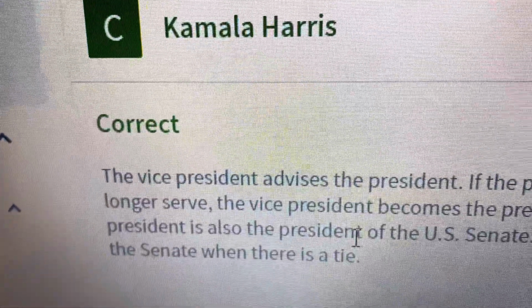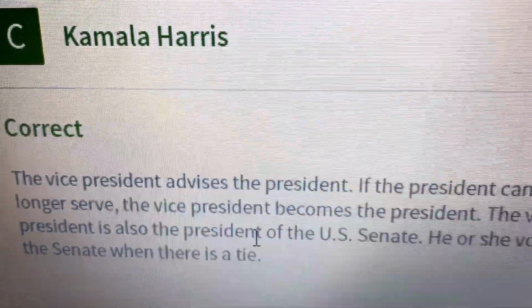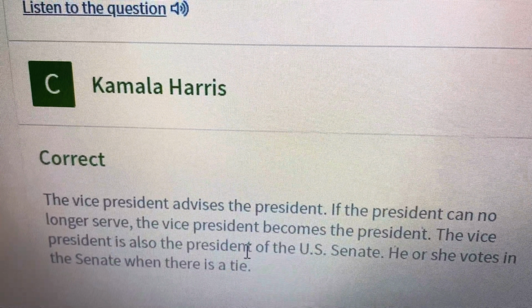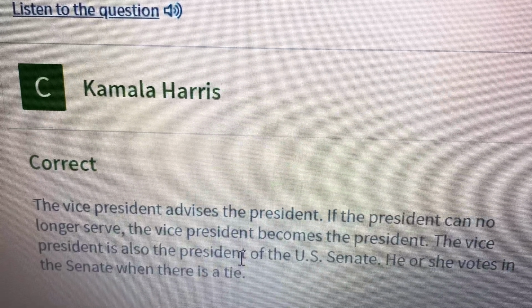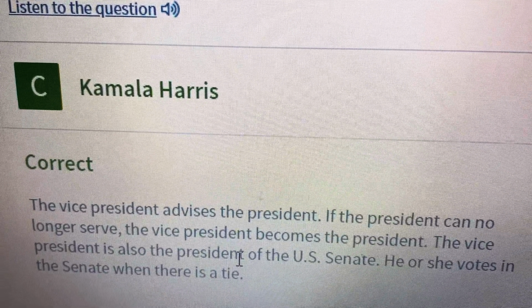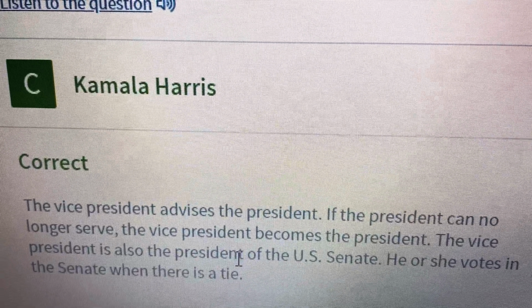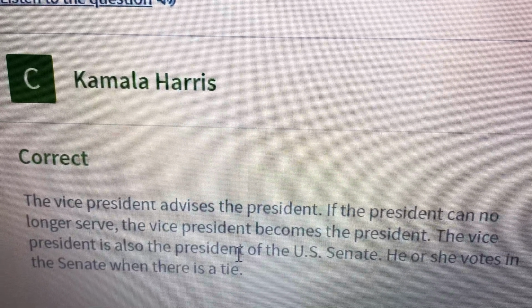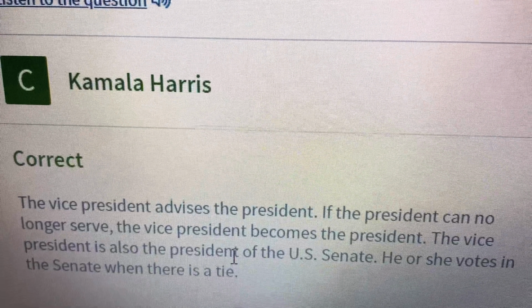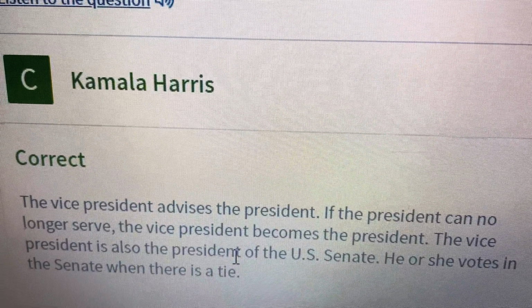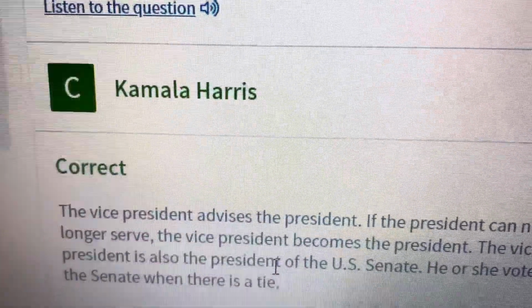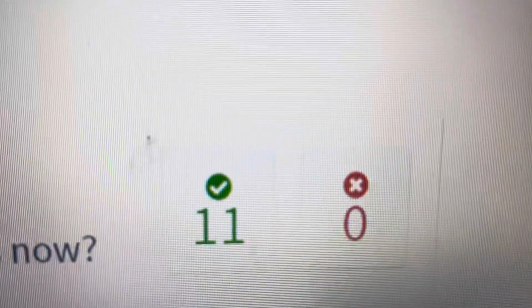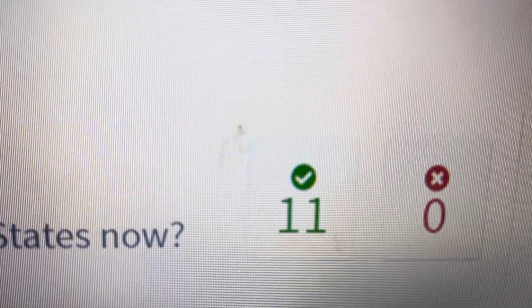Okay. The Vice President advises the President. If the President can no longer serve, the Vice President becomes the President. The Vice President is also the President of the U.S. Senate. He or she votes in the Senate when there is a tie. Okay. So at least we understand now. She is the head of the Senate.